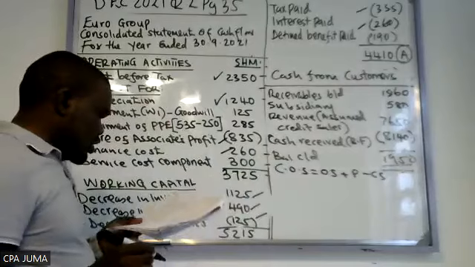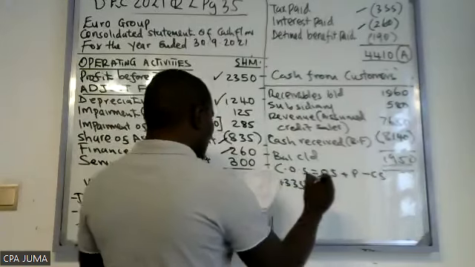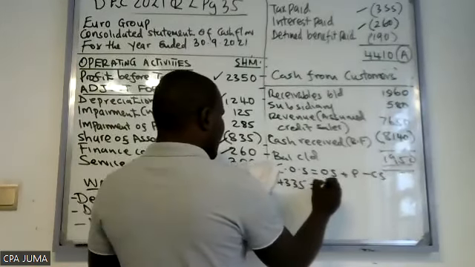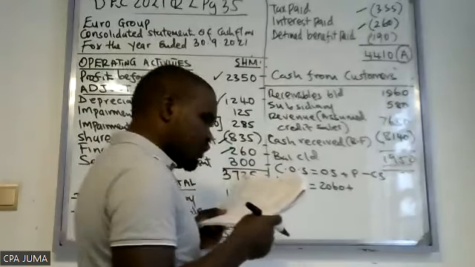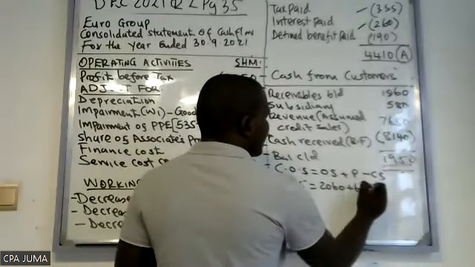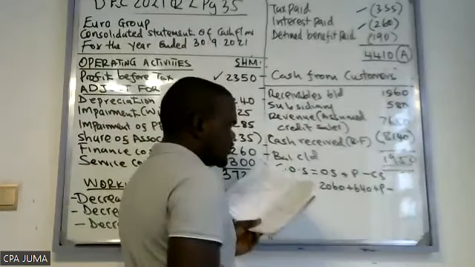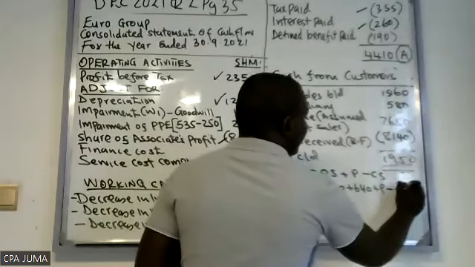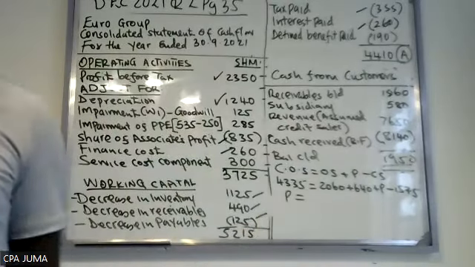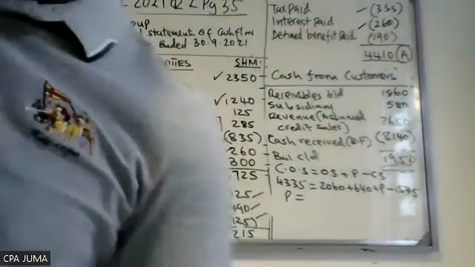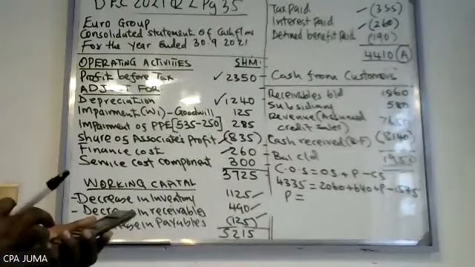So cost of sales in your question was 4335, is equals to opening inventory was 2060 plus subsidiary. Subsidiary came with 640. 640 plus purchases minus closing stock 1575. Give me the value of P. Give me the value of P. Purchases is going to affect payables. That is why I need it here.